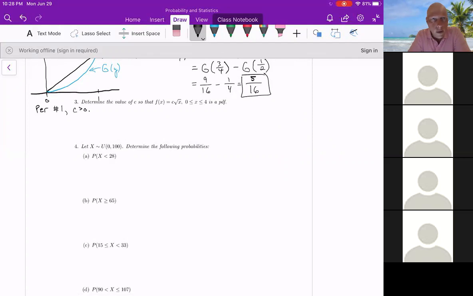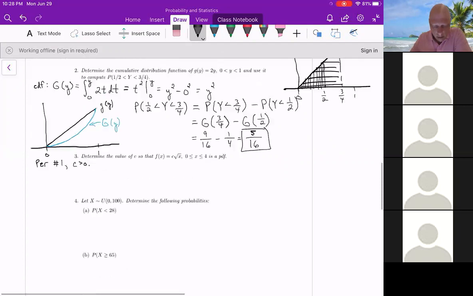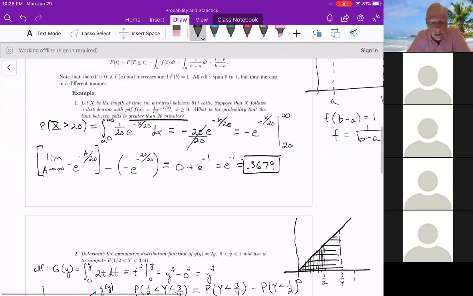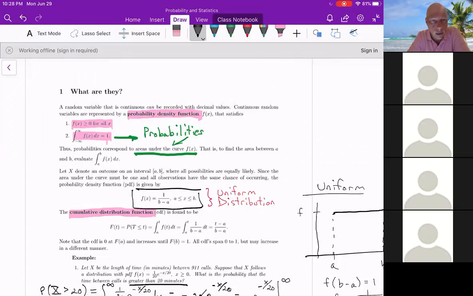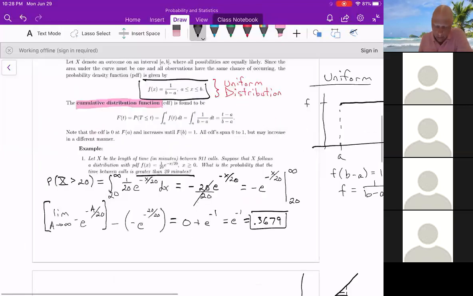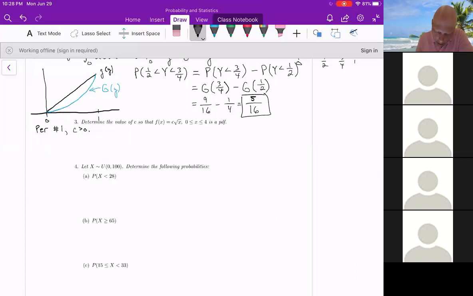Right, so I know that whatever my answer is, it has to be positive. Now, the second criteria says that the integral over the support has to be 1. So the total area under the curve must be 1. So I go back here and I look at problem number 2, the integral from 0 to 4 of c root x, which is x to the 1/2 power. This must be 1.